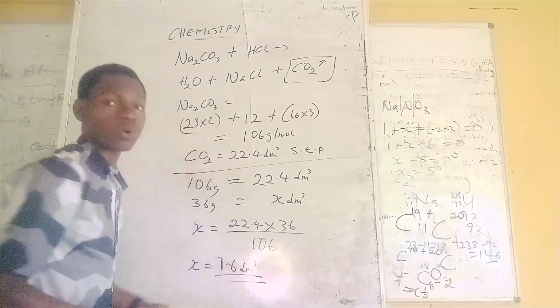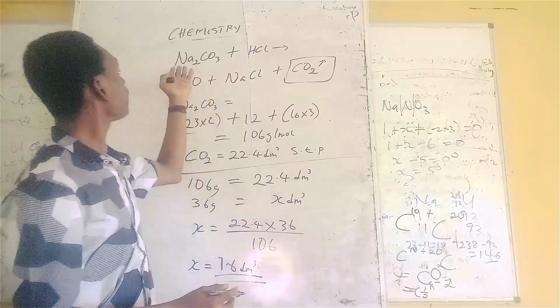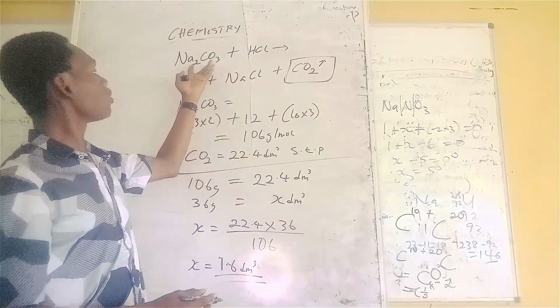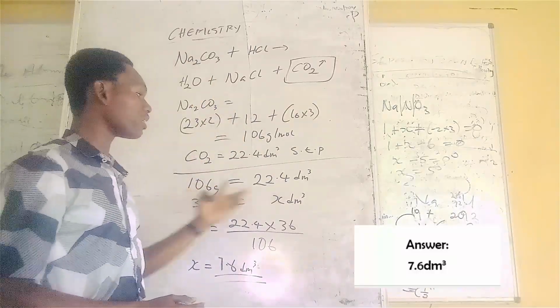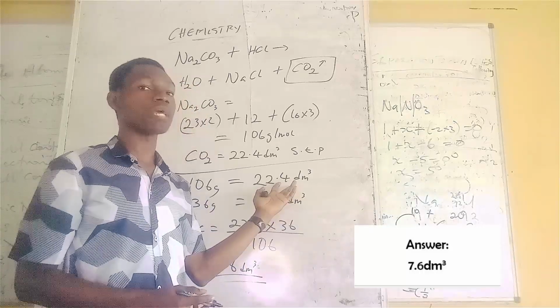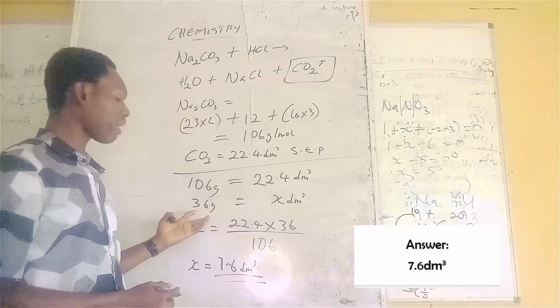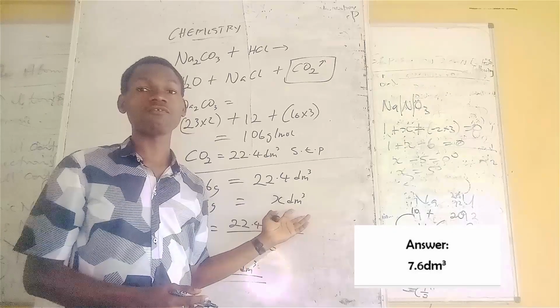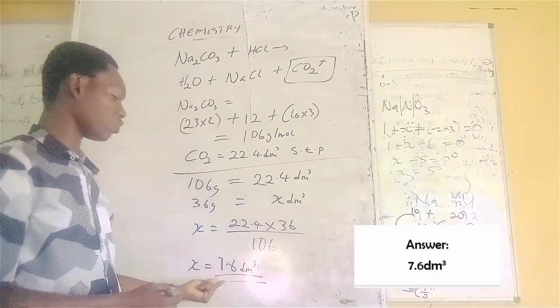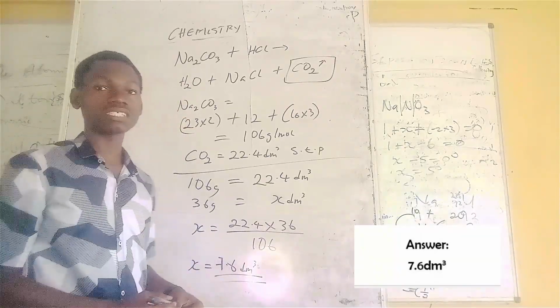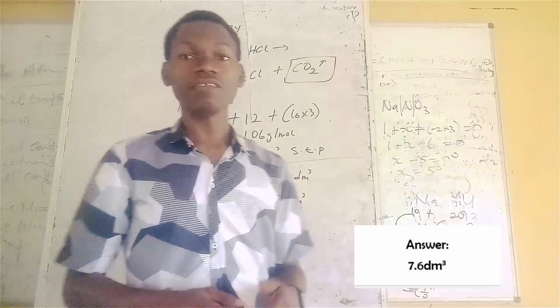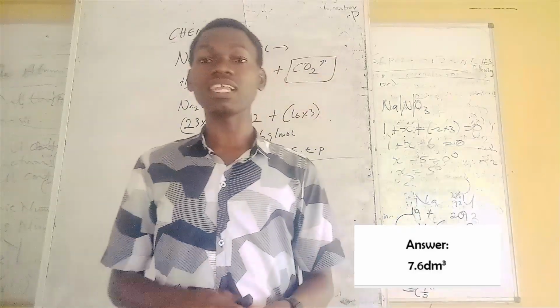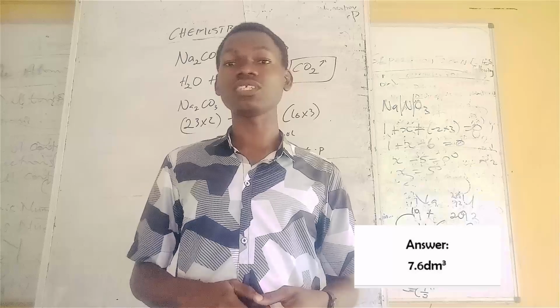So at STP, if we have 106 g of sodium carbonate to produce 22.4 dm³ of CO2, if the mass was 36 g, the volume of carbon dioxide we produce is going to be 7.6 dm³.